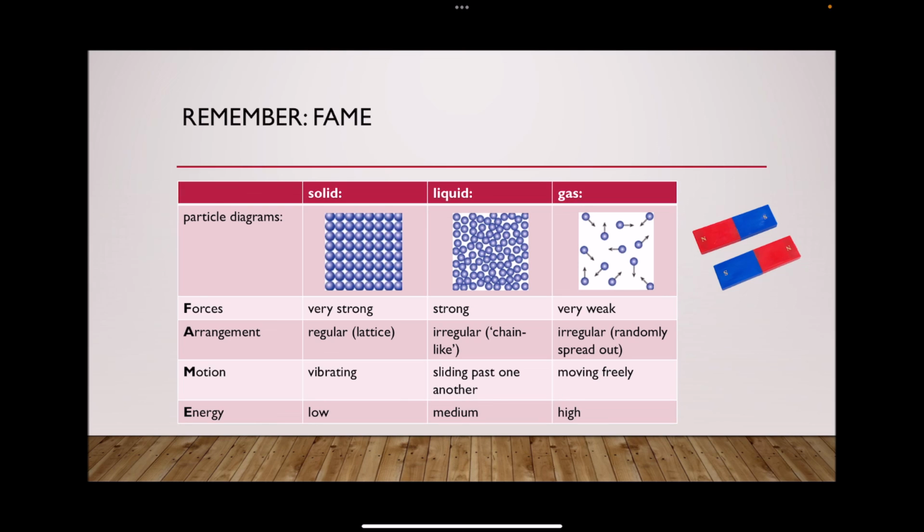In a gas, the particles move around freely without being influenced by any other particles. So yeah, they're simply moving freely.